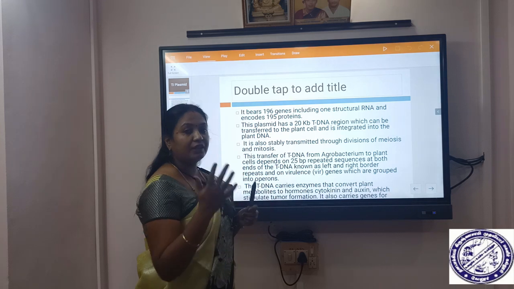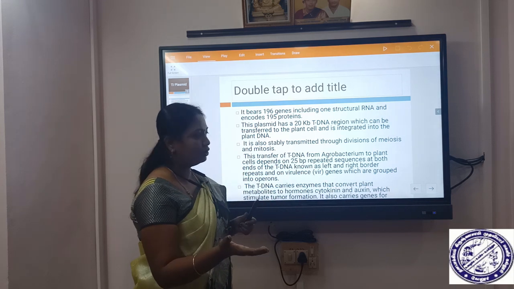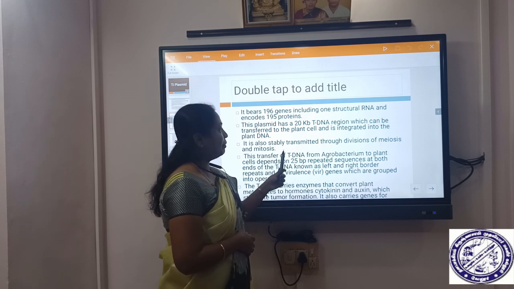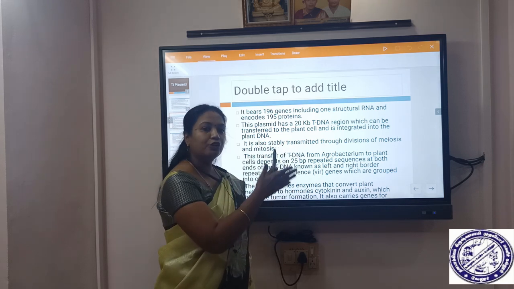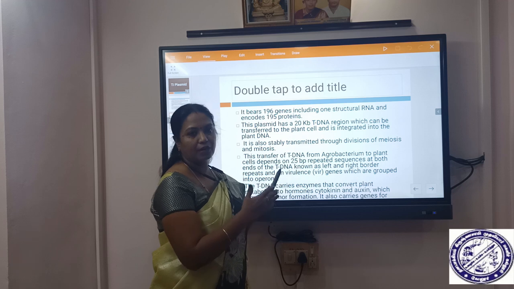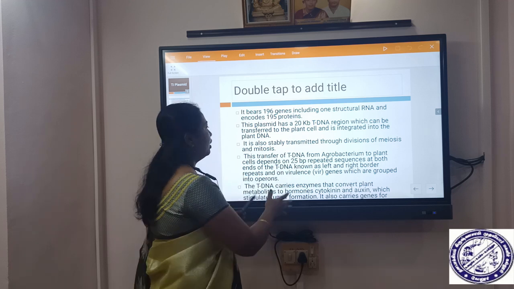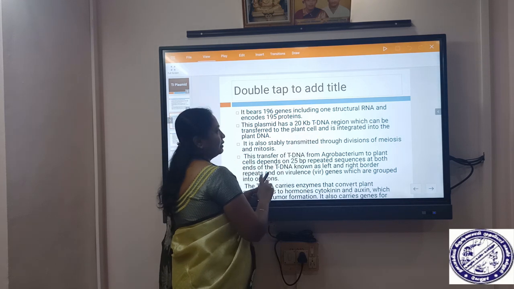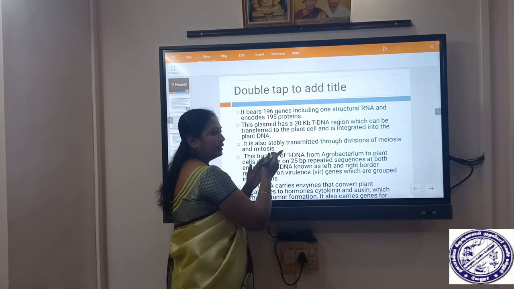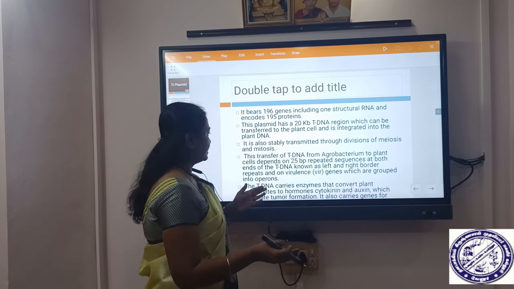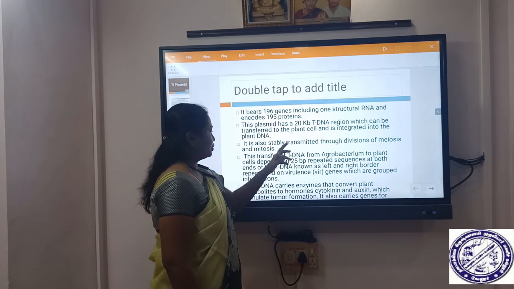Even after the transmission, the most unique feature of this tDNA is that it is stably transmitted through divisions, like when the plant cell undergoes mitosis and meiosis. Even after mitosis and meiosis it does not get disturbed, and the tDNA is successfully transmitted from one generation of the cell to the next. So that is a unique feature.